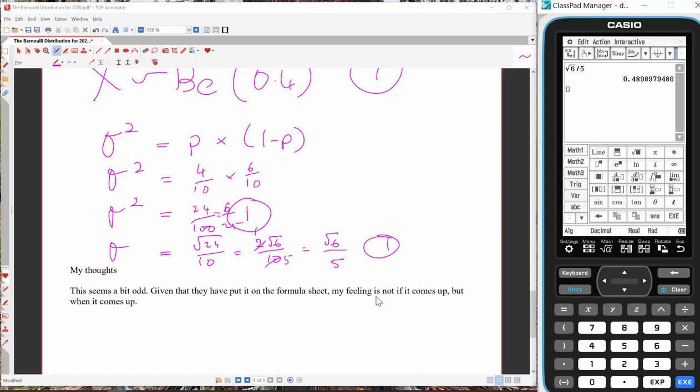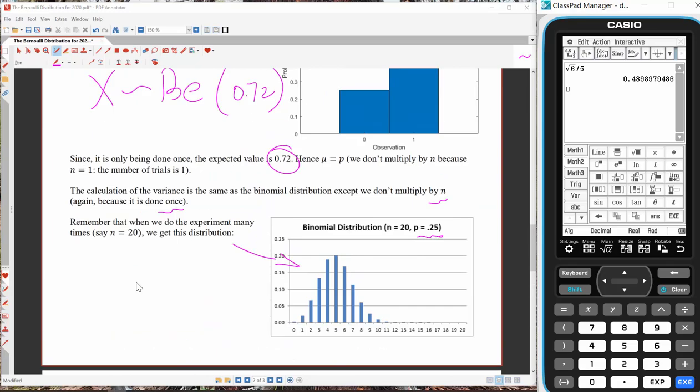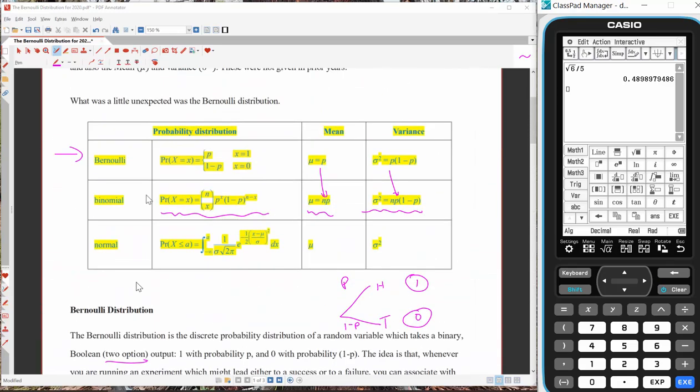My thoughts: it seems a bit odd, but given they've put it on the formula sheet, my feeling is not if it comes up, but when it comes up. The fact that they've made an entry for it means they're sort of saying, hey, heed this, this is something that's important. Otherwise, we wouldn't be seeing it.